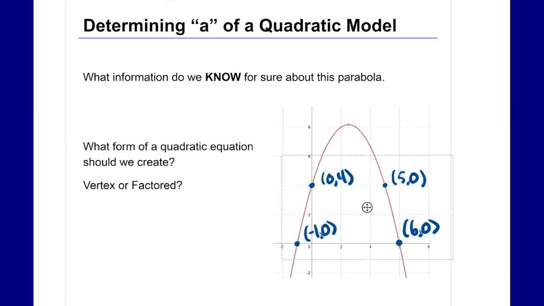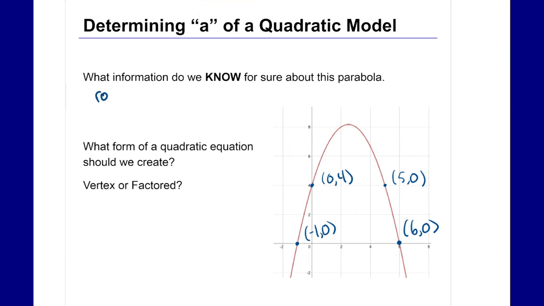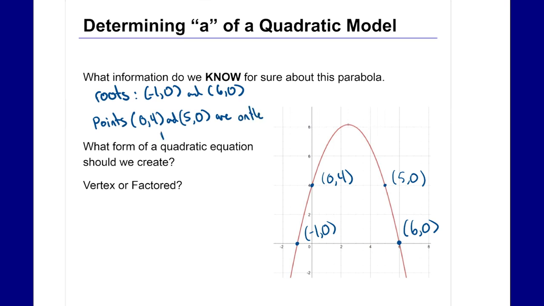Let me change the size of all this so it looks a little bit nicer. I know the roots, or the x-intercepts, are going to be (-1, 0) and (6, 0). And I know that the points (0, 4) and (5, 0) are on the parabola. So I know that for sure.